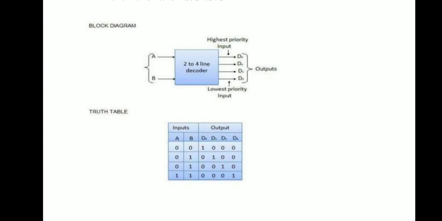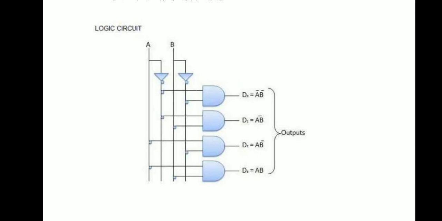Here we can see the block diagram and truth table of the 2 to 4 line decoder. As shown in the block diagram, the 2 to 4 line decoder has 2 inputs while 4 outputs. The logic diagram of the 2 to 4 line decoder.